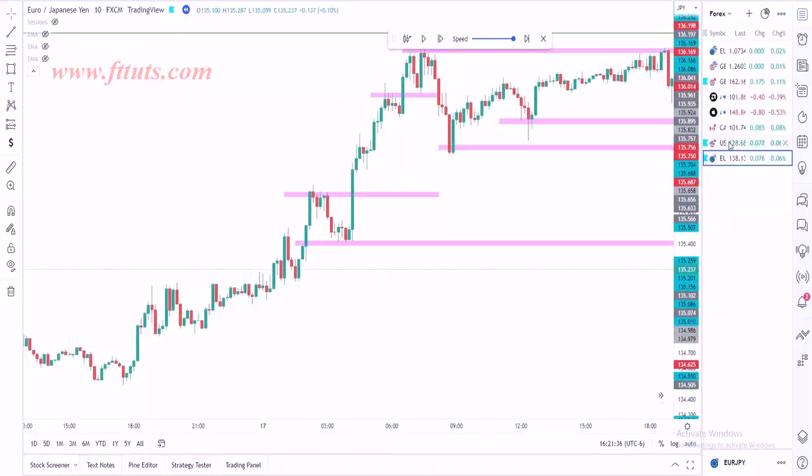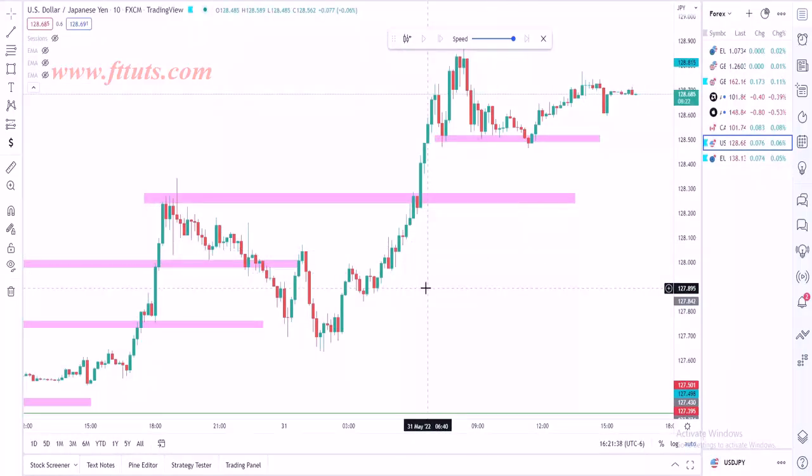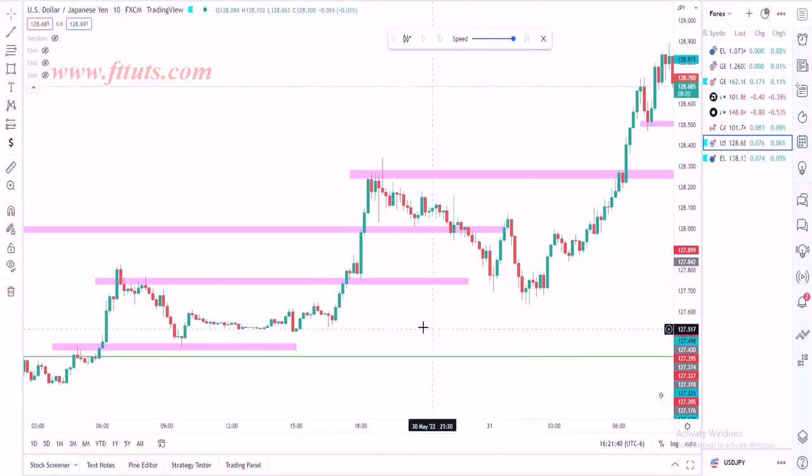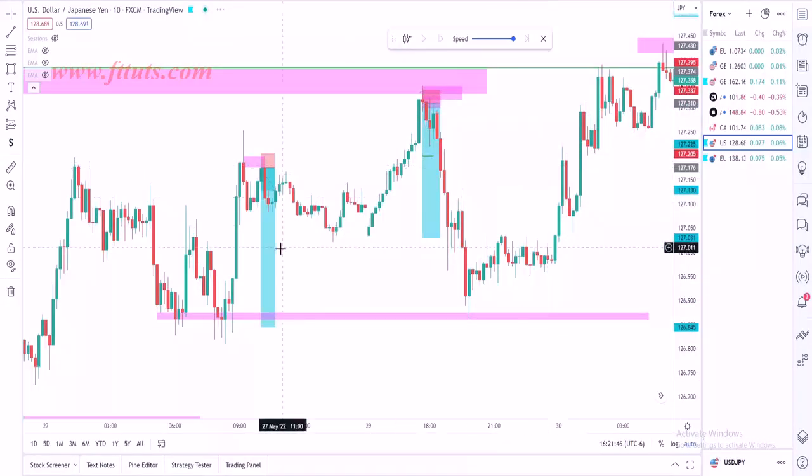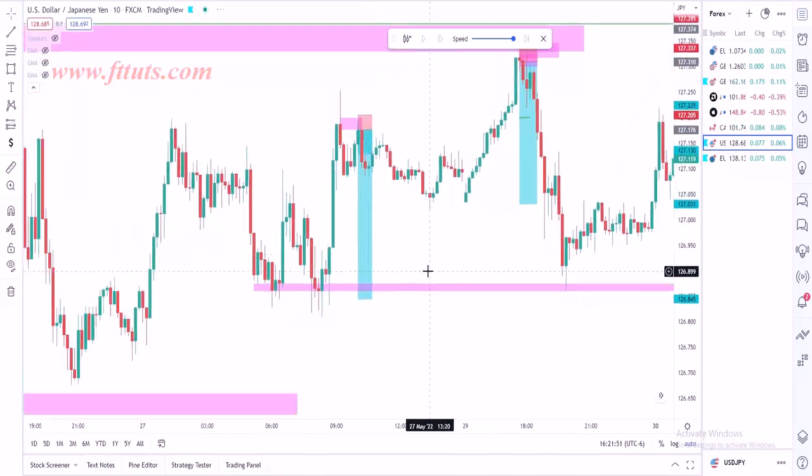Let's try one more pair, because we've done 2 pairs so far. Let's make it a third. See if we can find one more example. Well, actually, I've got an example.